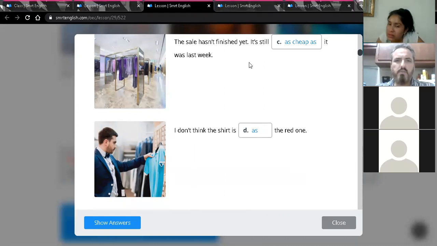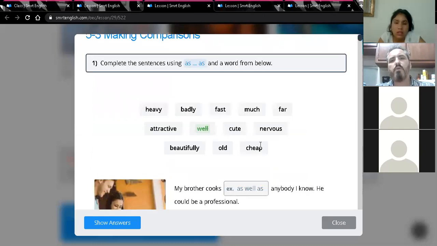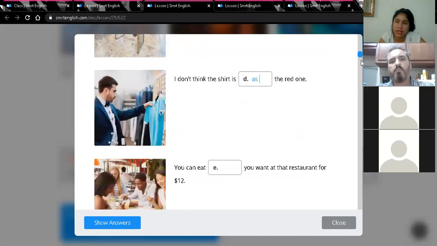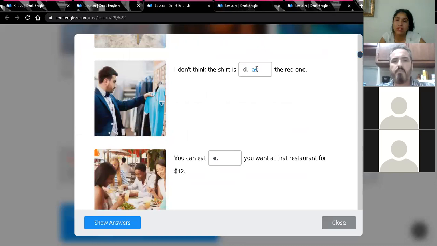As what? Cheap as the red one. But we already used cheap. Maybe cute or attractive. As beautiful. Beautifully is an adverb, and we're describing the shirt. So cute could be, let's keep it cute. Then maybe later we can change it. Cute as the red one.